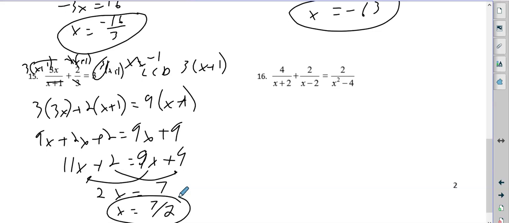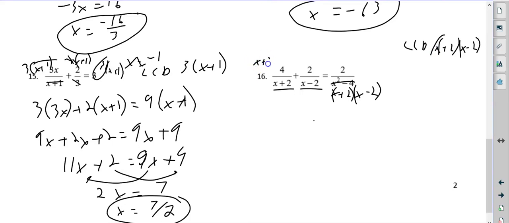All right, last one. First off, this factors to x plus 2 times x minus 2, which conveniently are what these are. So my LCD is just that. So I just multiply everything times x plus 2 times x minus 2. Okay? So if I do that, it gets a little hairy here.